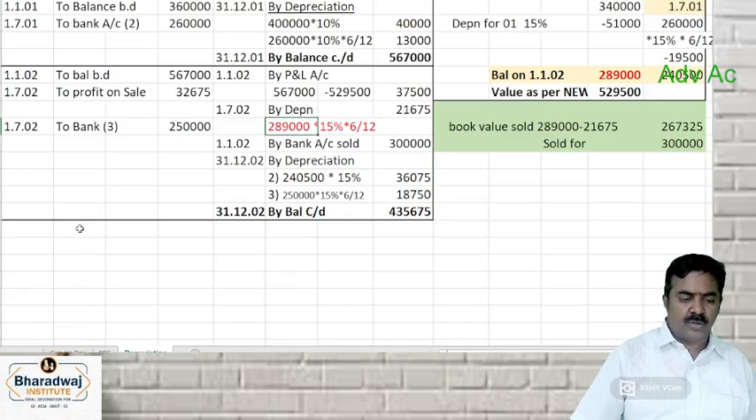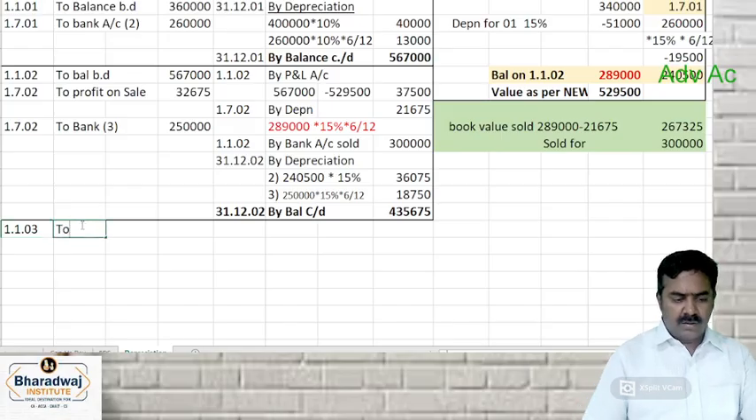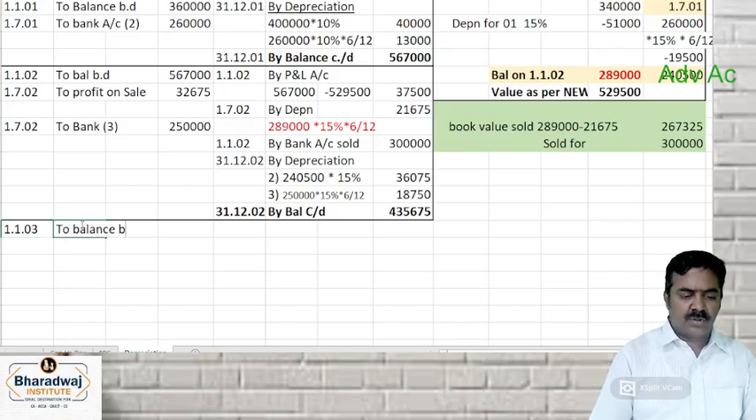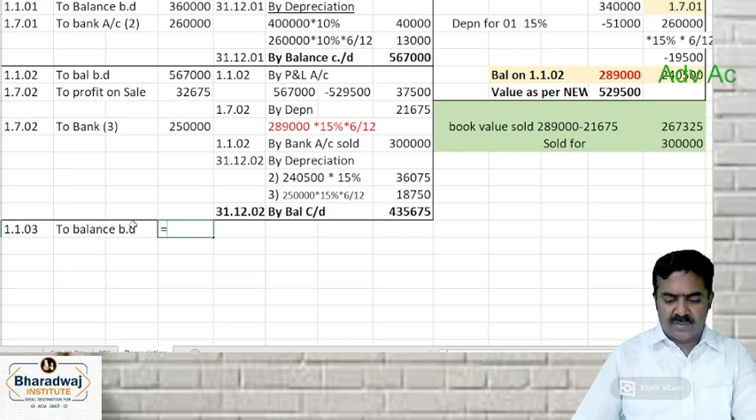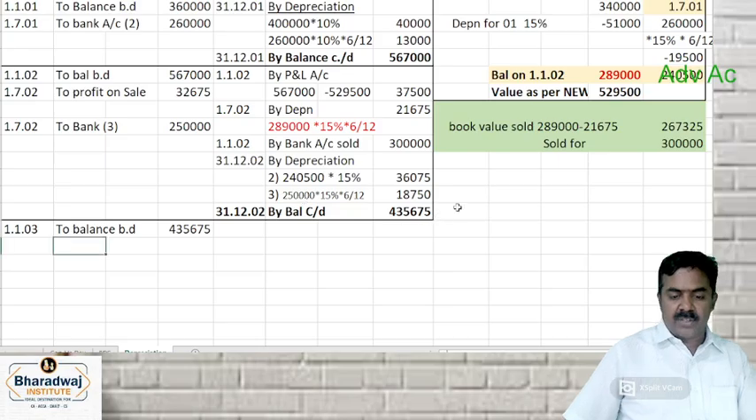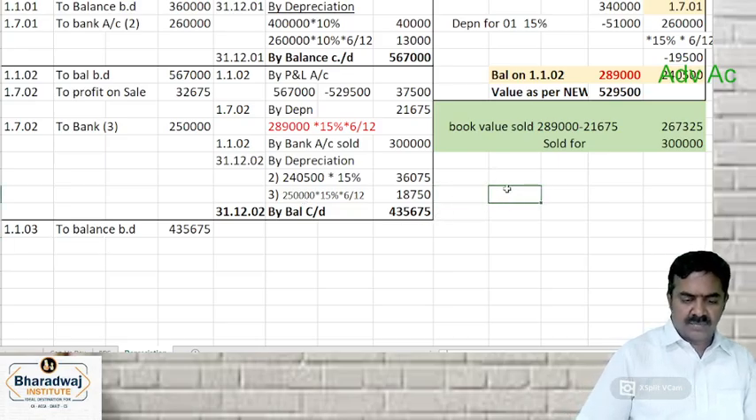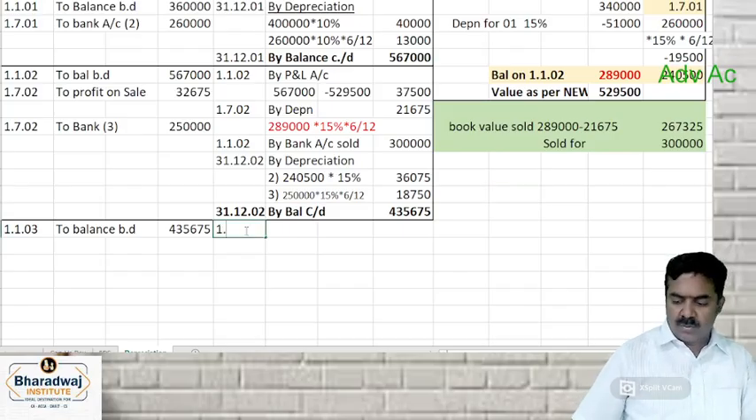We are moving on to which date? 1/1/2003. To balance brought down, 4,35,675. Wait, in 2003, what do we do? The second machine was sold. When are we selling? 1/7/2003.